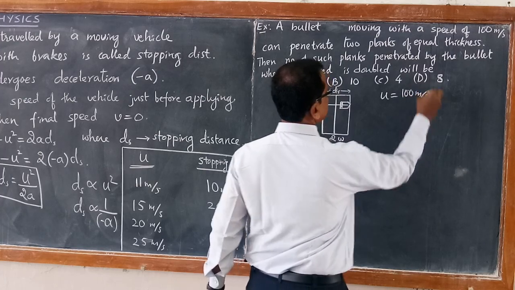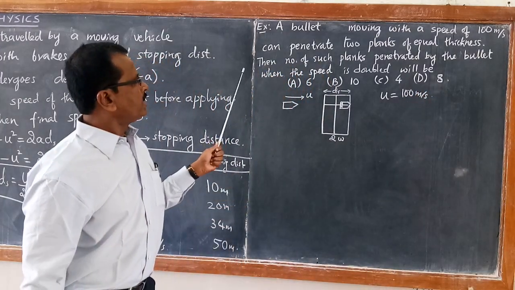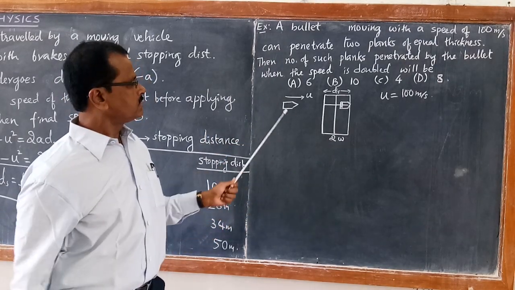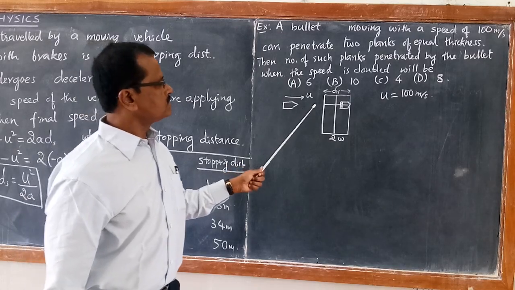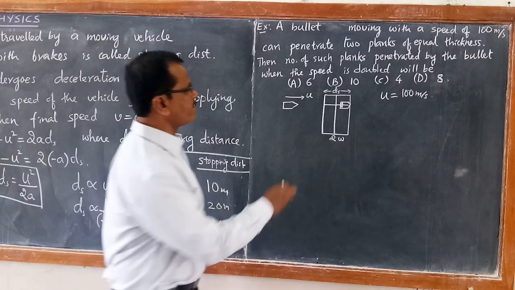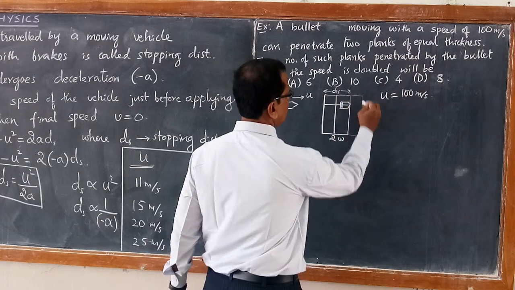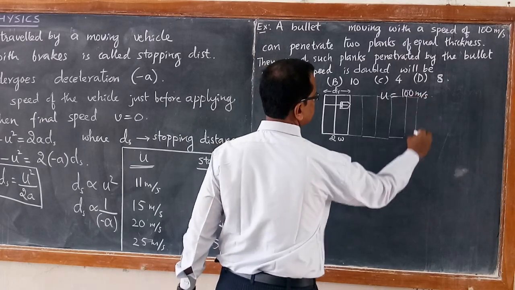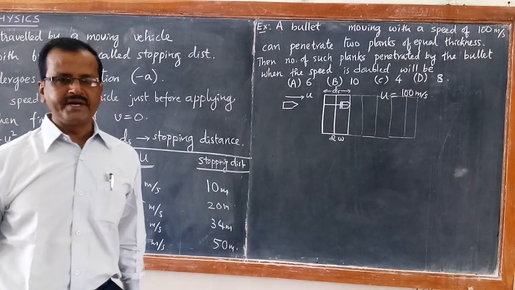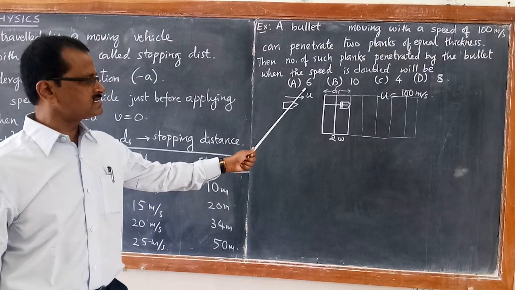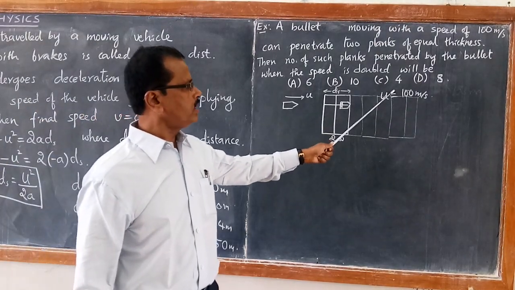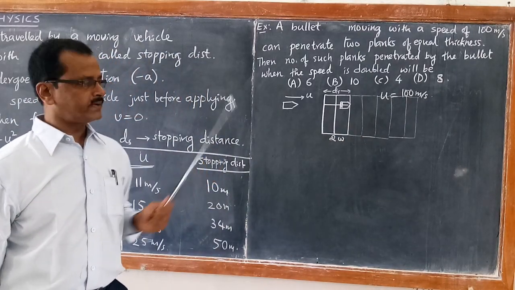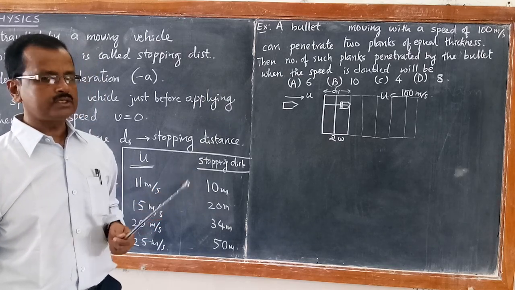And u is given here as 100 meter per second, that we will use later. The question is, if the speed of the same bullet is doubled, then what happens to the stopping distance? Means how many such wooden planks are required in order to stop the speeding bullet? See, options are 6, 10, 4, 8. This is a KCET problem that appeared in 2007.